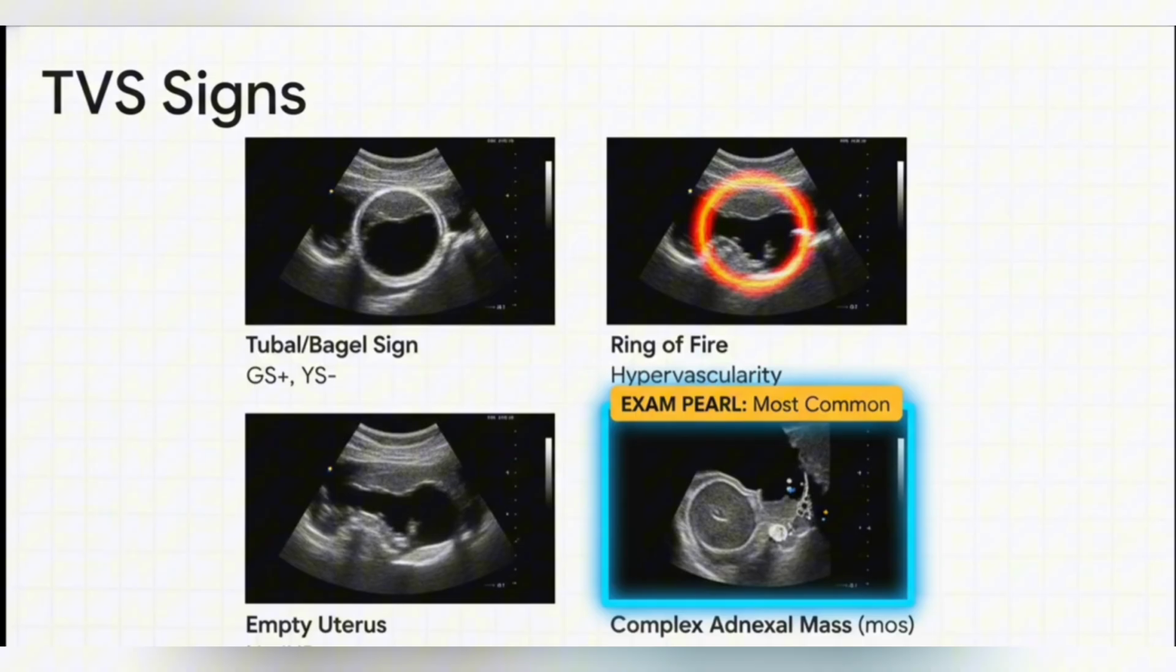But listen up, here is a direct high-yield NEET PG MCQ pearl for you. What is the single most common sign? It's actually a complex adnexal mass, and that's because of areas of hemorrhage. Exam ke liye yaad rakhna, a complex adnexal mass is your most common TVS finding.